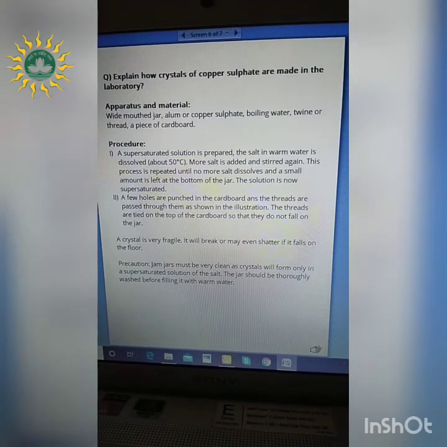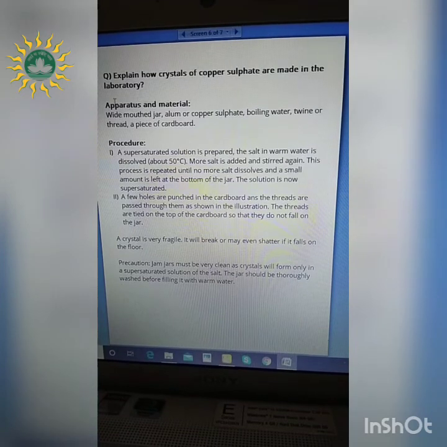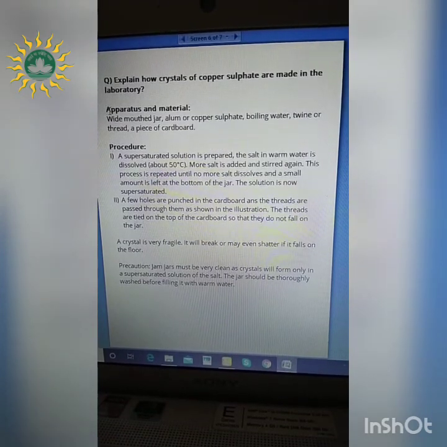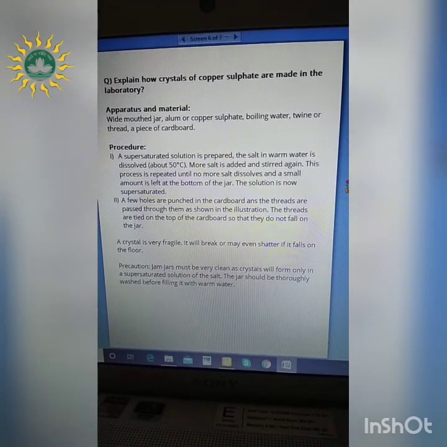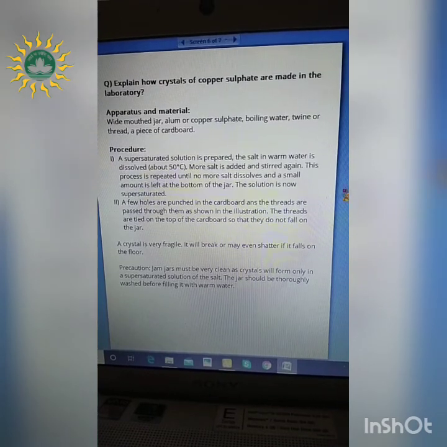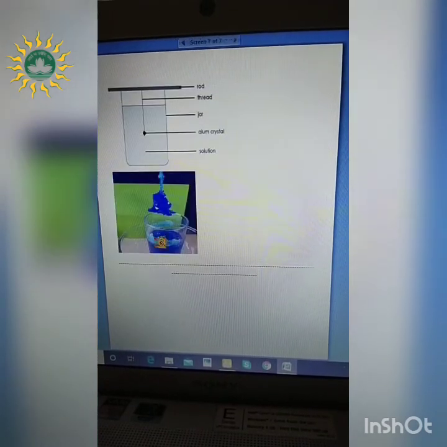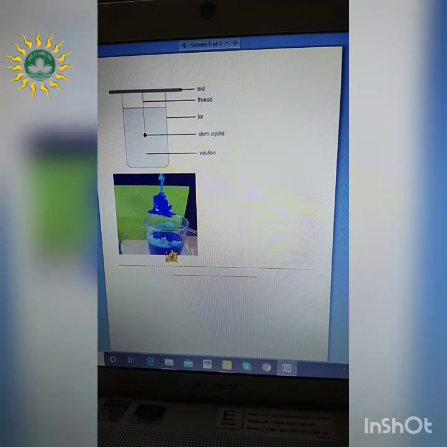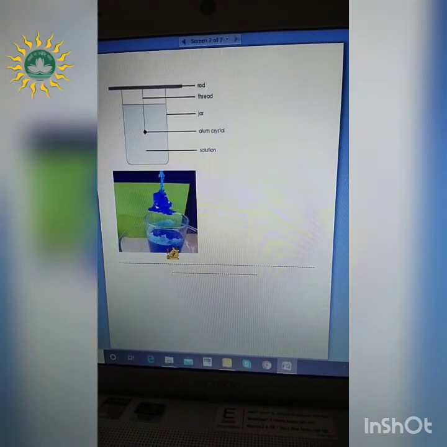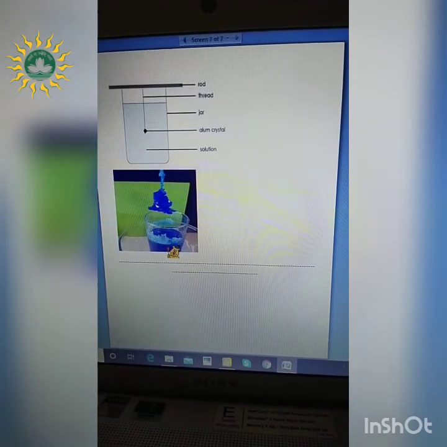As you have seen in the video, the same process is written over here also. We have taken the supersaturated copper sulfate solution and boiled it, and we have obtained these copper sulfate crystals. So I hope that this physical change part is clear to everybody, right?